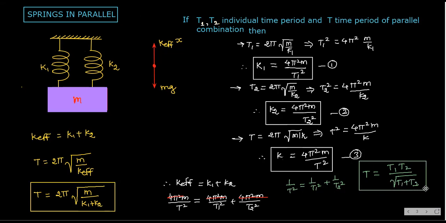If you solve this, you will get like this. That is T square is equal to T1 square plus T2 square by T1 plus T2. Just take square root on both sides. You will get the same. Okay. Understand?